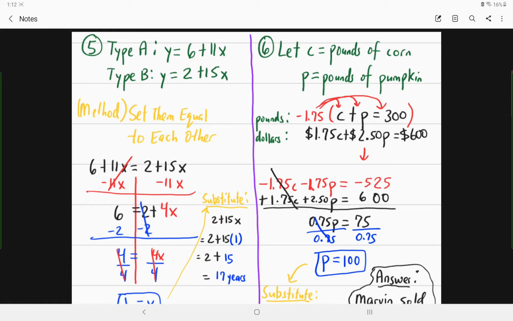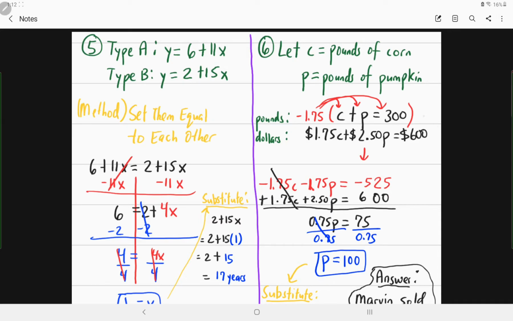It says type B is 2 feet tall and grows at a rate of 15 inches per year. So again, y equals 2, which is the starting height, 2 feet. And then it's growing at 15 inches per year. Again, we don't know how many years, so we put x.